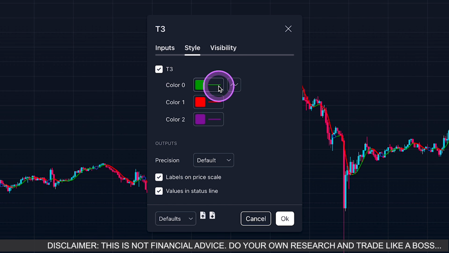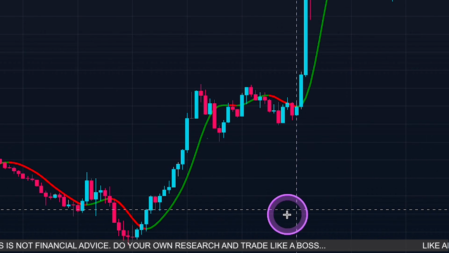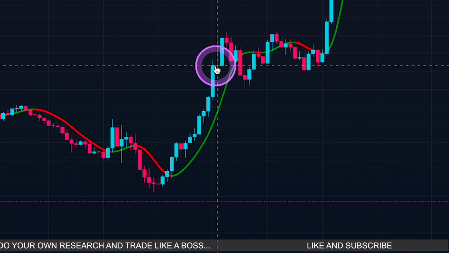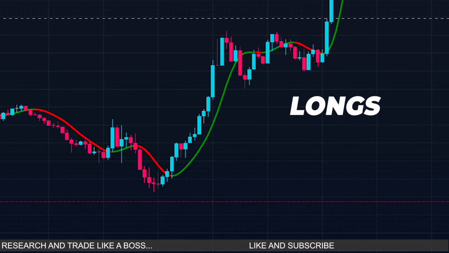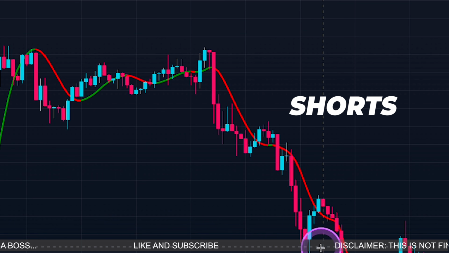We're going to make it a little bit thicker for YouTube. We're going to set our length to 7. When the T3, this line here, is below price action and is green, we're looking to take longs. And when it turns red and price is below it, we're looking to take shorts.